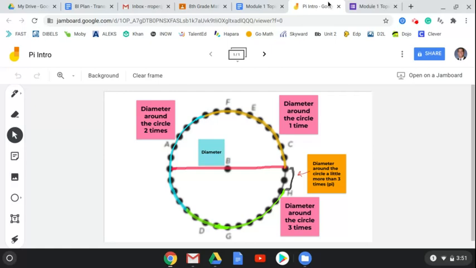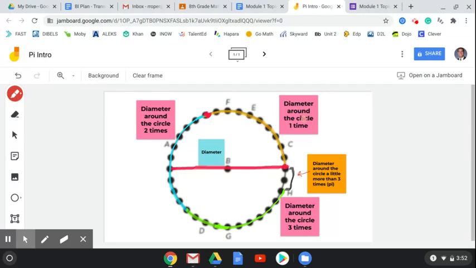Okay, so here's my circle. And this red line goes from one edge of the circle through the center all the way to the other edge of the circle. So that is the diameter. Let's say this was a piece of string, and I was going to take that string and wrap it around the circle. If I wrap it around the circle the first time, from here all the way around to here, where the orange highlight ends, that shows where the diameter has been wrapped around the circle one time.